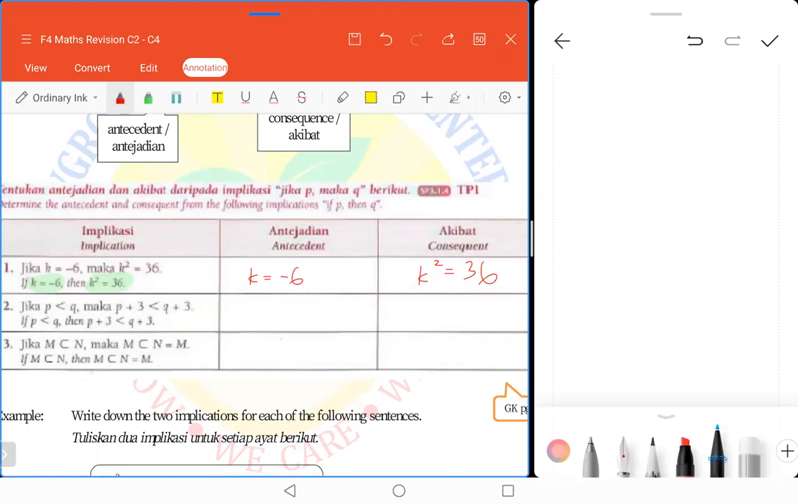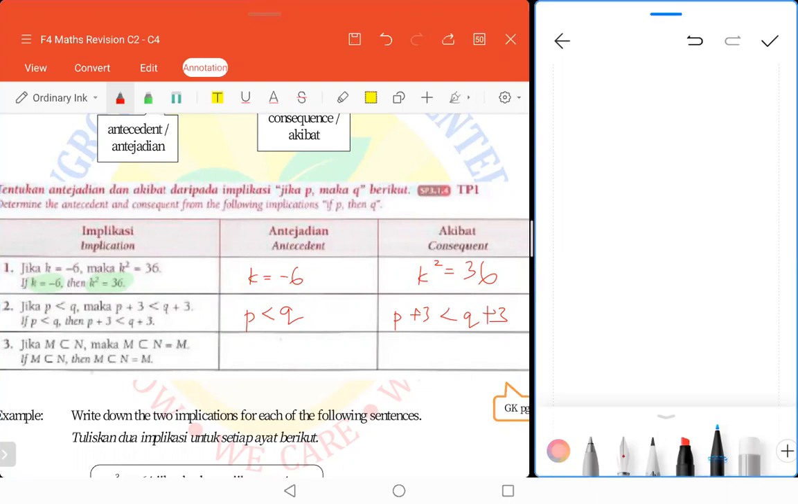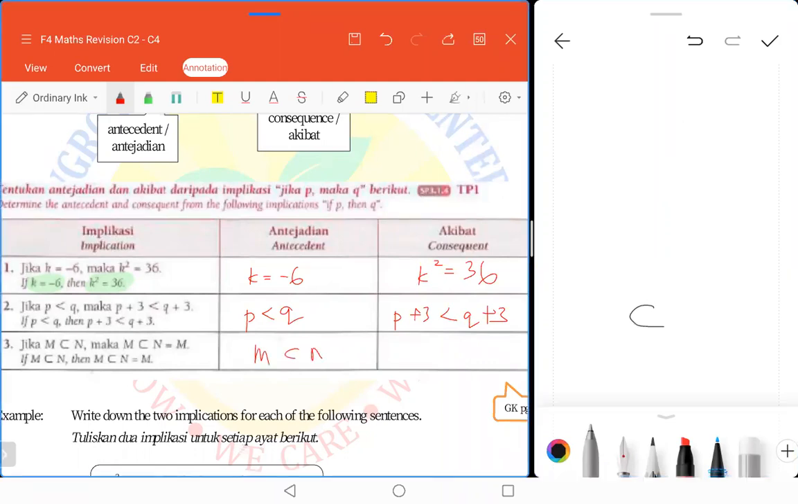In number 2, if p less than q, then p plus 3 less than q plus 3. So the antecedent would be p less than q. Then the consequence will be p plus 3 less than q plus 3. Number 3, if M is a subset of N, then M intersection N is equal to M.